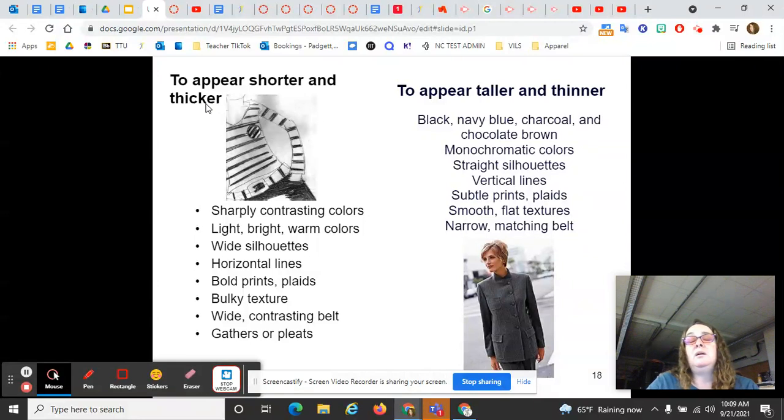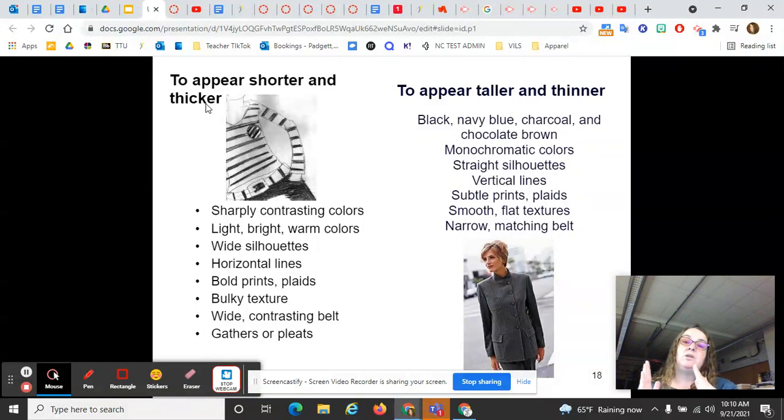So if you want to appear shorter or thicker, short and thick, you want sharply contrasting colors. You want light, bright, warm colors. They're going to give you wide silhouettes. You want horizontal lines. That's going to create that shorter, wider look. Bold prints, plaids, bulky texture, wide contrasting belts, and a lot of pleats and gathers.